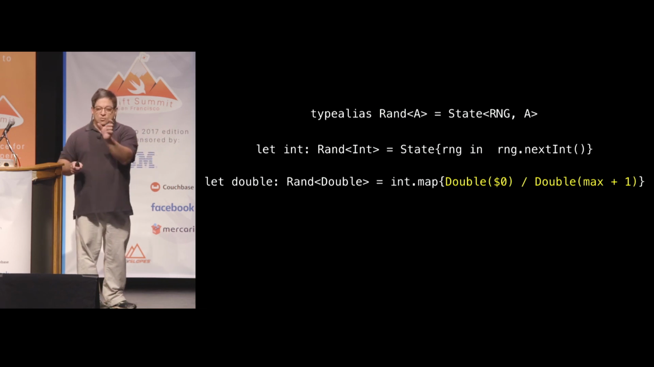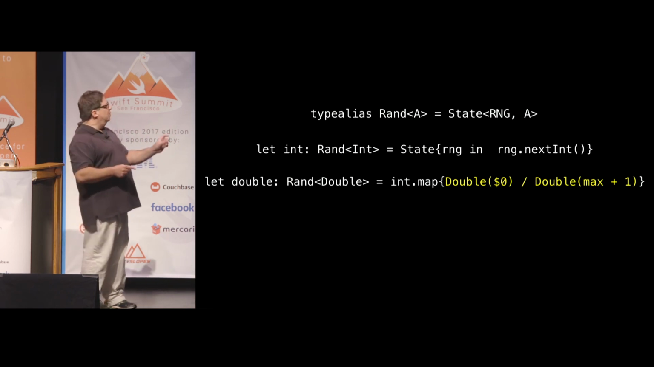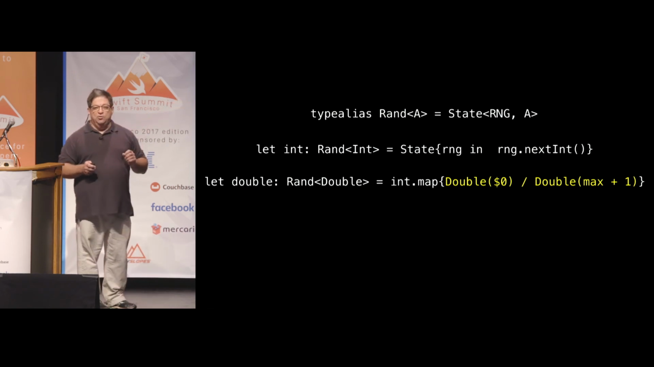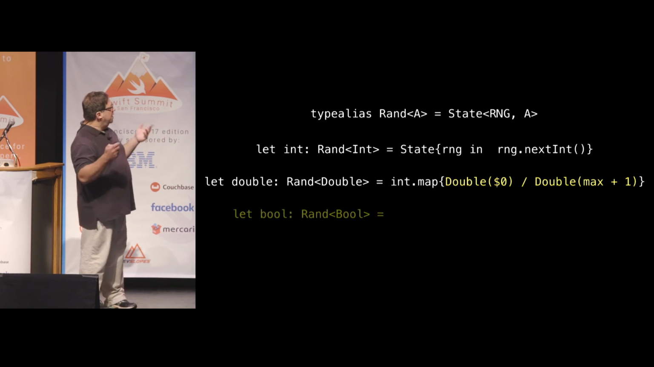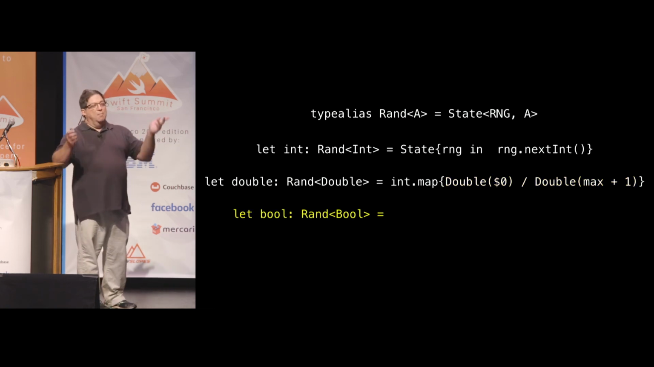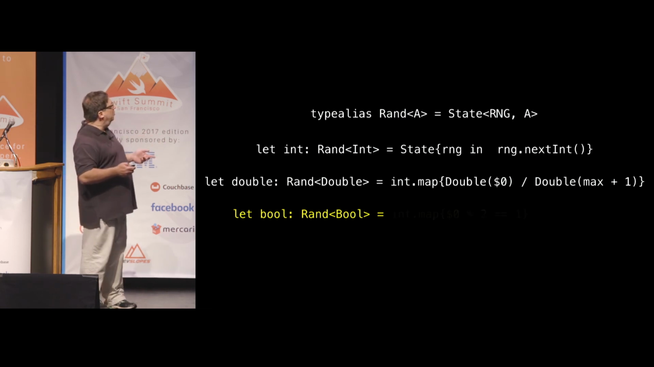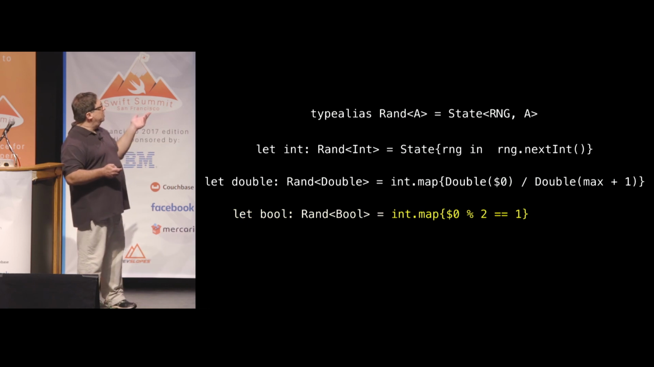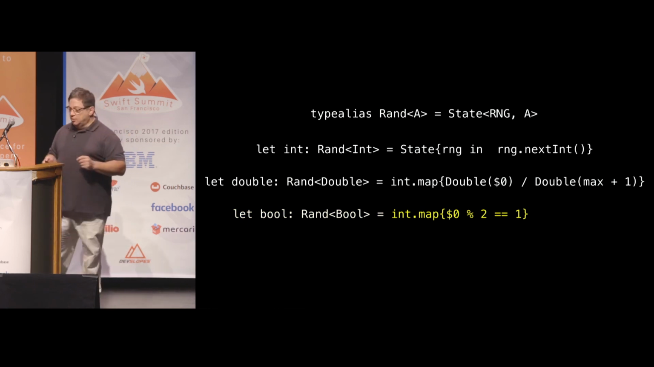I have to say what happens with a single int, how I get a double, and so this is going to give me a double between 0 and 1. And I just use it how I did. If I want a bool, how do I get a bool? Well, maybe I'll mod it by 2, and if it's 1 mod 2, it's true, and if it's 0 mod 2, it's false. And I've got a random number generator for bools, and they're everywhere.